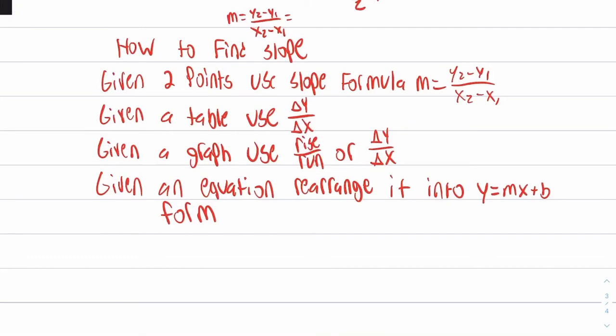You just need to label how far up or down it went as the rise, and then from left to right, how much did the graph move between those 2 dots? Or if you label the points, then you can still use delta y and delta x. If you're given an equation and it isn't in slope-intercept form already, you need to rearrange it so that it is, and then whatever is multiplying x is the slope.